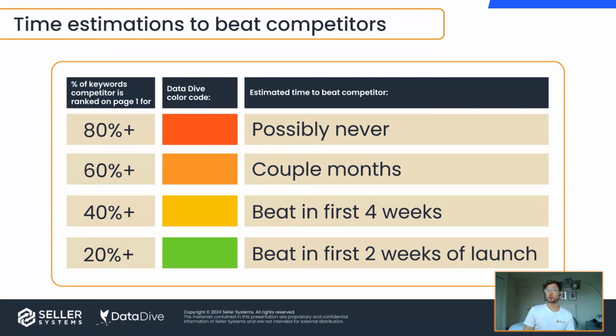Anyone who is strong is going to be ranked on page 1 for 60+% of the MKL. Weak is 40+%, and very weak is 20+%. So this is a big factor when we're looking at how competitive a niche is, and realistically, how long is it going to take to beat sellers in that niche?